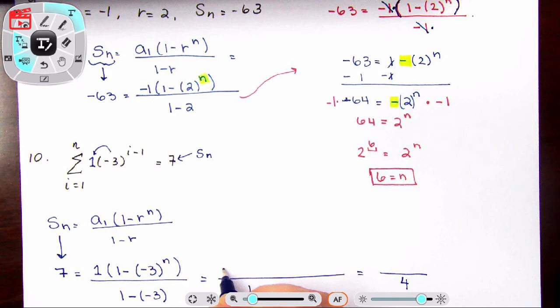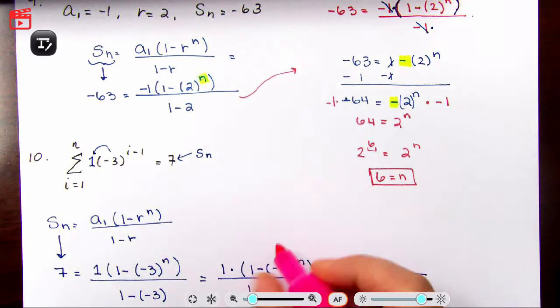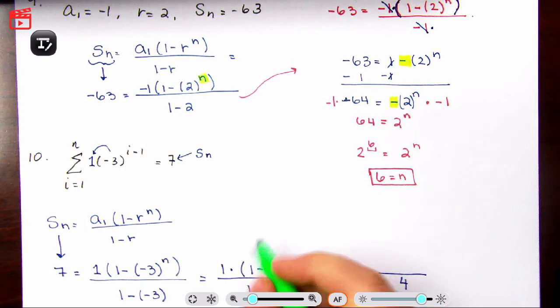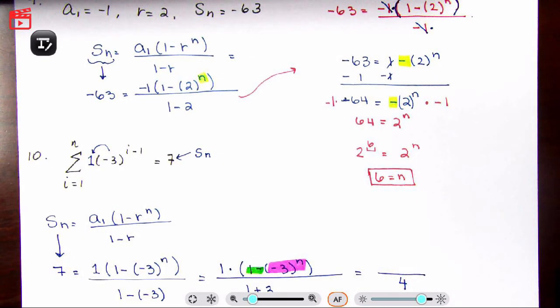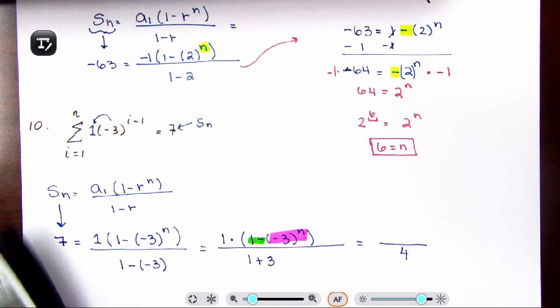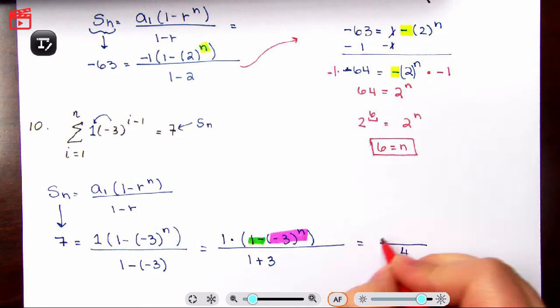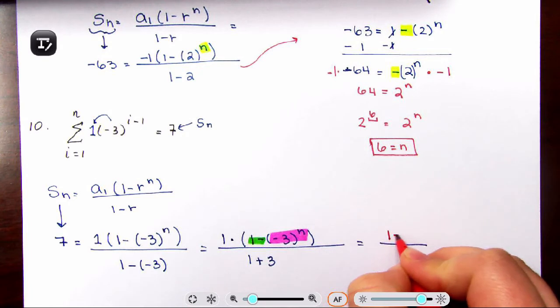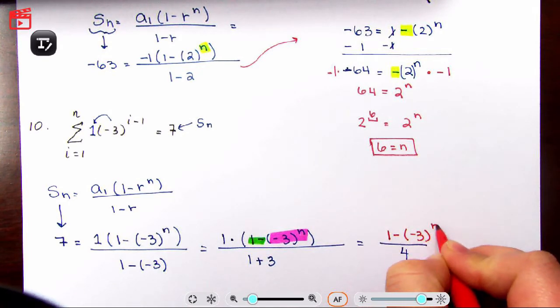In the numerator, I have 1 times a -3 to the nth power, and you have a 1 minus. Two different things. Do not combine them. Don't do it. You can get rid of this 1 because it's just multiplying by 1, or you can leave it and then just get rid of it later. That's up to you. So what are we doing? I'm going to get rid of this 1 because it's just multiplying by 1. So I'm going to have 1 minus my -3 to the nth power.